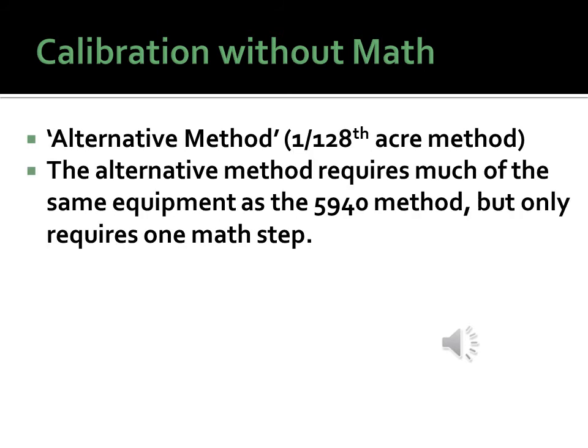All right. And here we're going to discuss the alternative method, the 1/128th acre method. It requires the same equipment as the 5940, but only requires 1 math step. So you guys will probably like this a whole lot better.